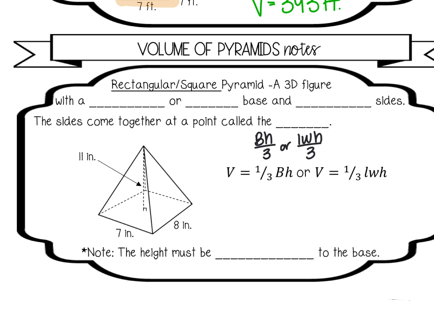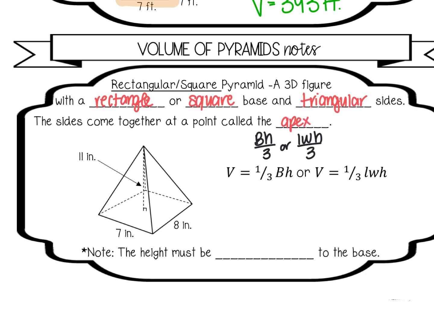All right, with a rectangular square pyramid, a 3D figure with a rectangular or square base and triangular sides. The sides come together at a point called the apex.